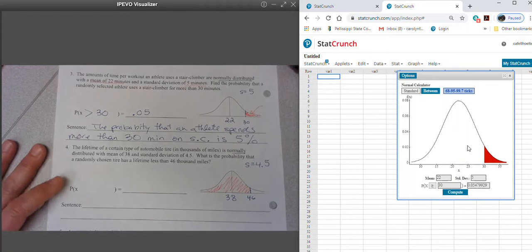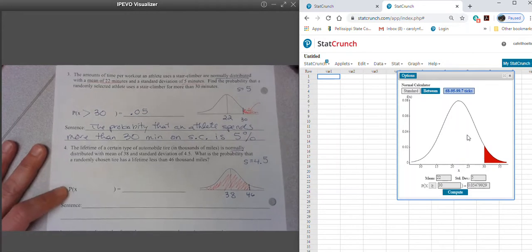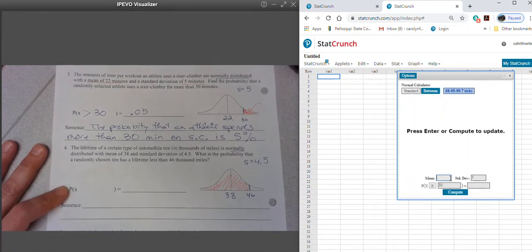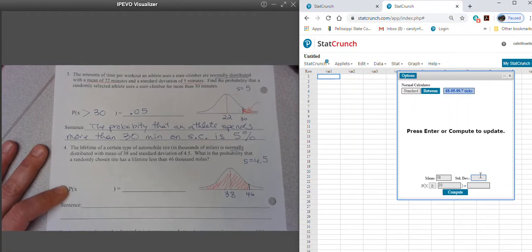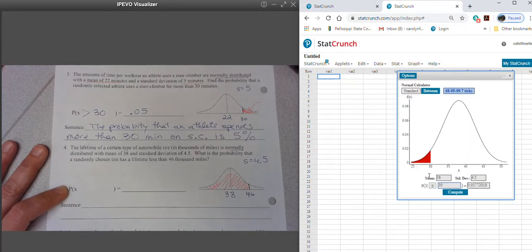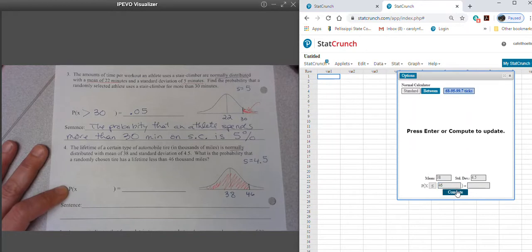So let's just let StatCrunch do the work for us. So we need to put in the proper mean. So the mean was 38. It's actually in thousands of miles, so 38,000 miles. Standard deviation of 4.5 thousand miles. And we're talking about less than the 46,000 miles, but we're just going to put 46 and compute.